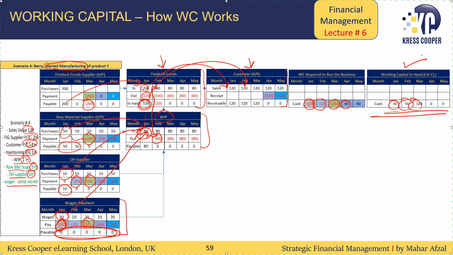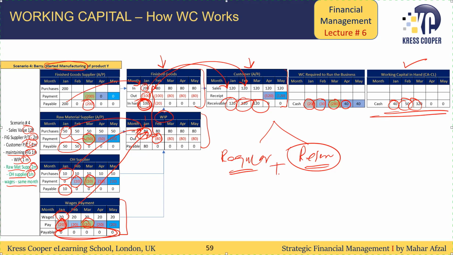If I'm asking what is my permanent working capital, we have already classified the permanent working capital into two categories. One is regular, second is the reserve permanent working capital. So this is my regular working capital, every month's sale and purchase. Where is my reserve working capital? Here in the finished goods, I have a reserve stock of 100. So this 100 is my reserve working capital, and both of these are my permanent working capital.